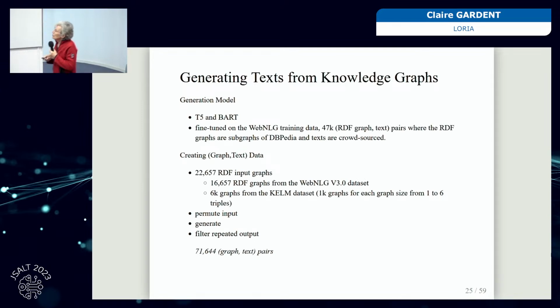Okay, so we looked at two generation models, T5 and BART, which are both pre-trained encoder-decoder models. We take those pre-trained models, we fine-tune them on the WebNLG data set, on the training data, so about 47,000 graph text pairs. The graphs are from DBpedia and the texts are crowdsourced. Right? So we train the model on this, so then we have a model that can generate a text given a graph from DBpedia. Then we apply it to a large set of input graphs, which we take from KELM.